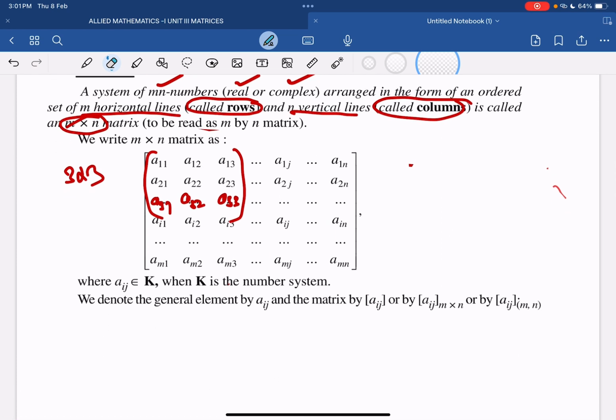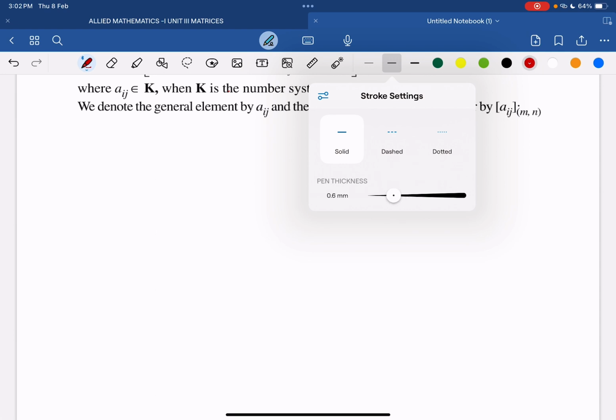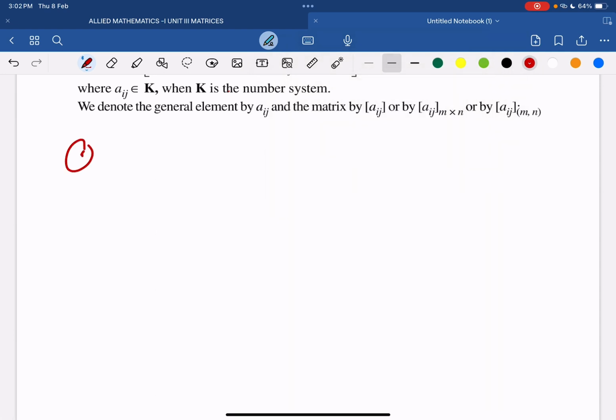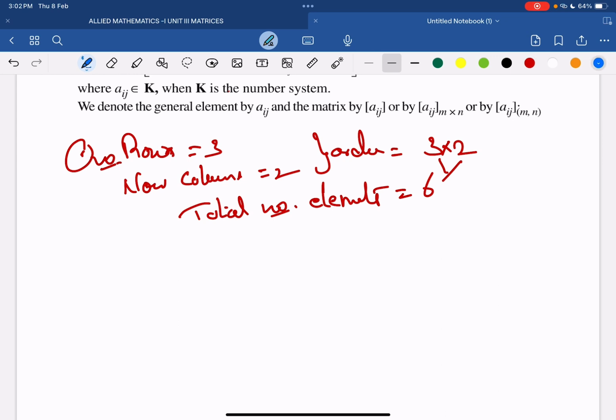It is denoted by Aij, an m by n matrix, m into n: m rows and n columns. For example, if a matrix has 3 rows and the number of columns is 2, then the order can be written as 3 by 2. So the total number of elements is 6, the product of 3 into 2. Here 3 represents the number of rows, and 2 represents the number of columns.